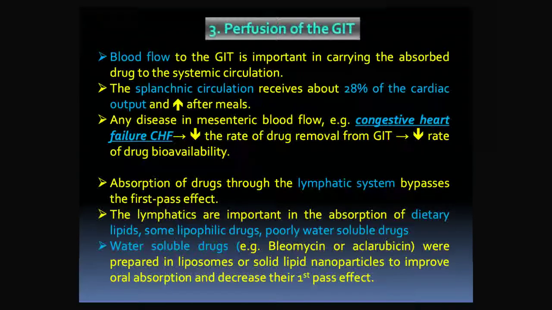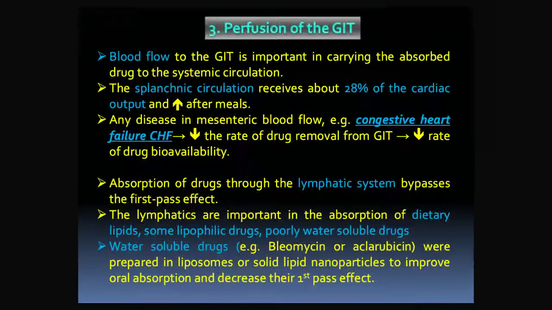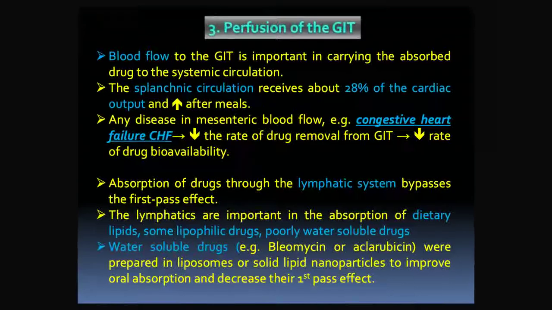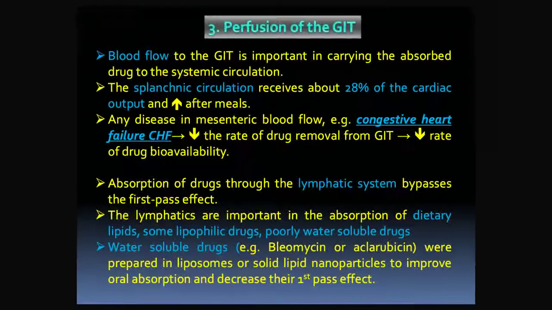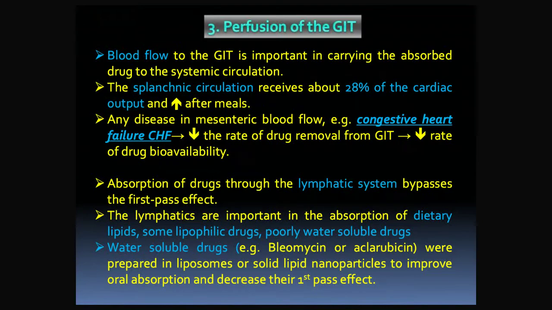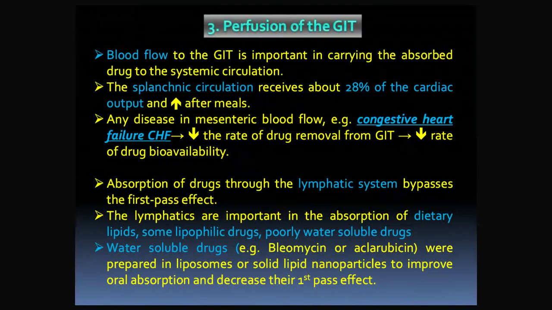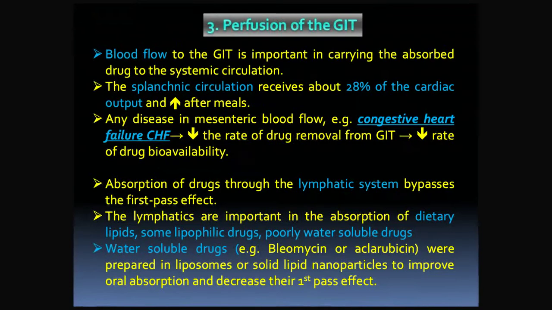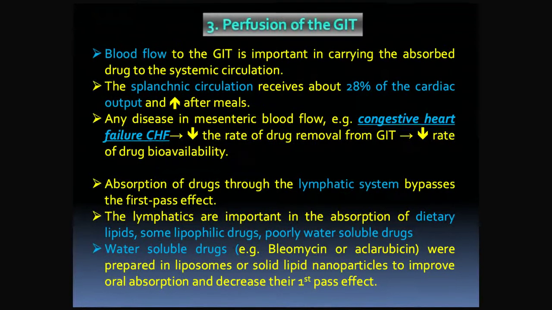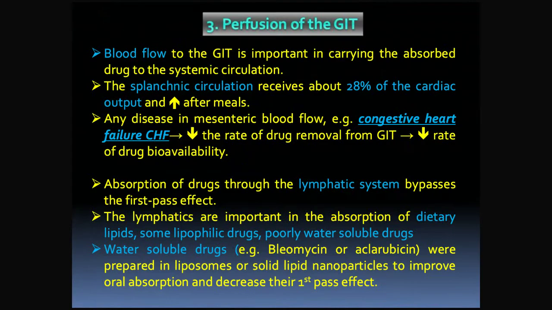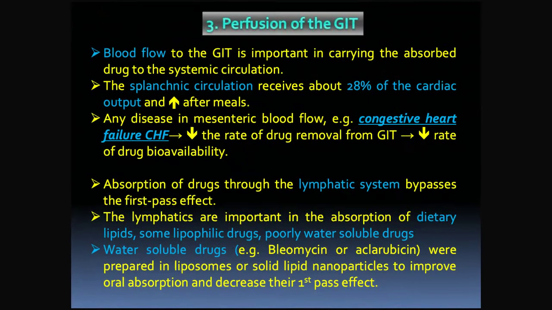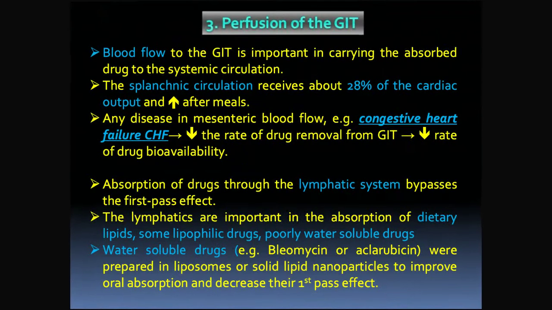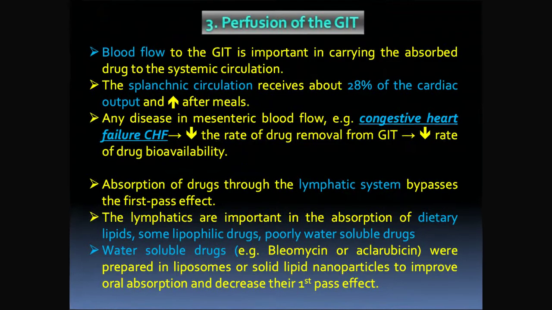Observe how the splanchnic circulation claims 28% of the total cardiac output, a volume that intensifies after meals to maintain the steep concentration gradient required for rapid drug removal into systemic circulation. When mesenteric blood flow is hindered by conditions like congestive heart failure, the resulting decrease in removal rate forces a direct mathematical reduction in the drug's overall bioavailability.